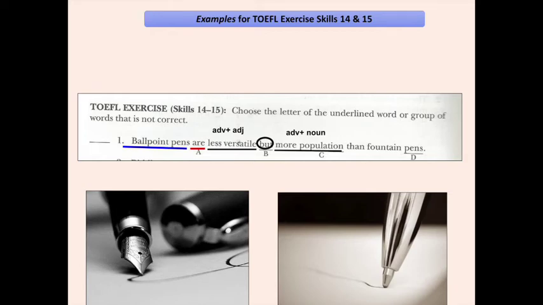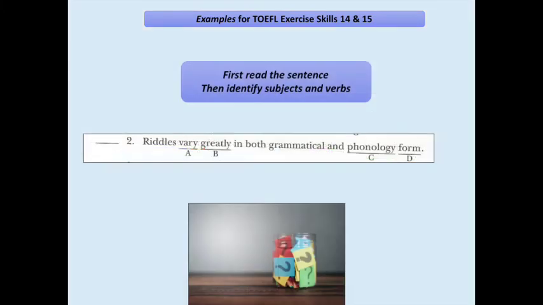That is not parallel. We have an adverb and an adjective here, so we need to have an adverb and an adjective on the other side. So we will circle C. The correct answer would be popular. Popular is an adjective. Number 2. Riddles vary greatly in both grammatical and phonology form.